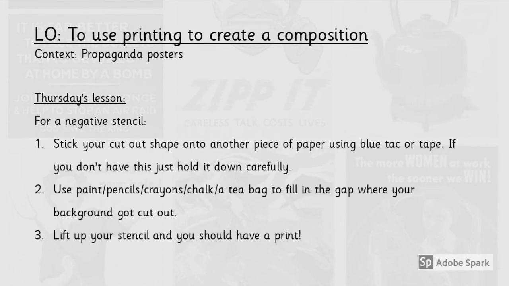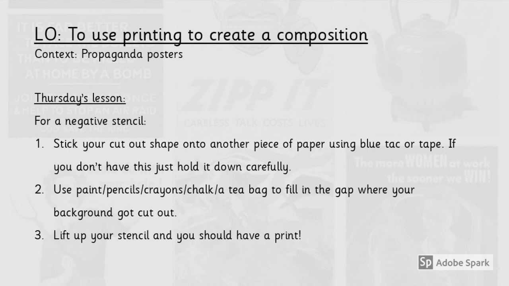If you are creating or have created a negative stencil, the first thing that you're going to need to do is stick your cut out shape onto another piece of paper using blue tack or tape. And as I mentioned before, if you don't have these, just hold it down carefully. You're then going to need to use your paint or pencils or crayon or chalk or a tea bag to fill in the gap where your background cut out. So you're going to need to go around your shape and colour in the background with whatever resources you have. Once you've done that, you can lift up your stencil of your shape and you should have a print where your shape is blank and your background is coloured in with whatever you've used to colour it in with.